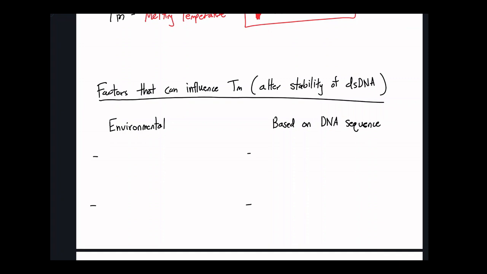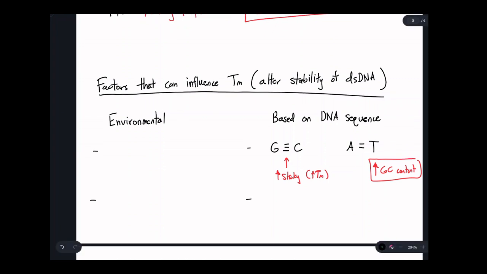Based on the DNA sequence, think about G and C content. So remember that guanine and cytosine have 3 hydrogen bonds, where adenine and thymine have 2 hydrogen bonds. The more G and C content you have, these are more sticky. So the more of them you have, the higher the melting temperature, the more stable those interactions are. So if you have more GC content compared to A's and T's, by Chargaff's rule, then your DNA sequence is going to have a higher Tm.